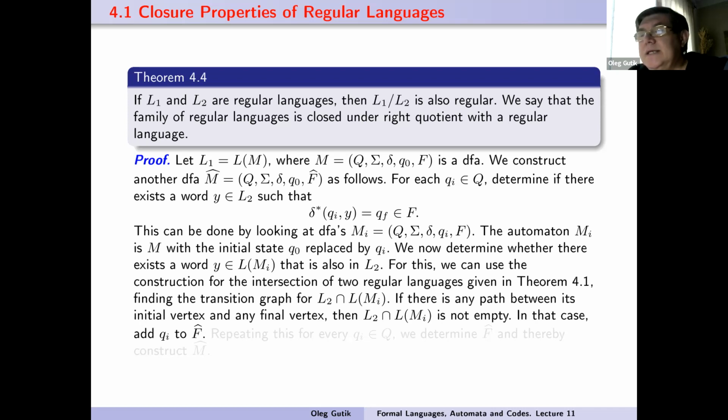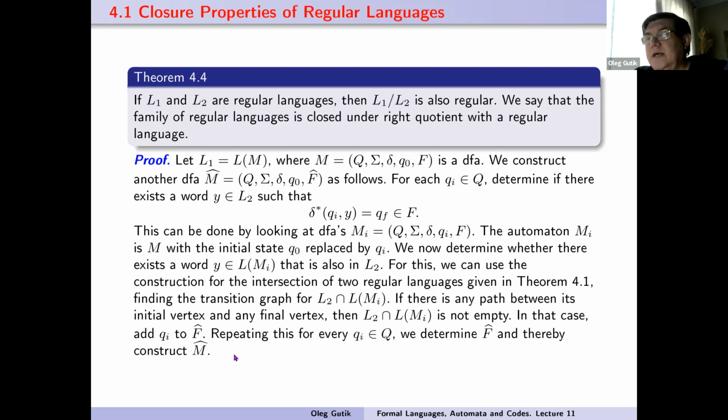In that case, add qi to the set of states F capital with hat. Repeating this for every qi from the set of states Q capital, we determine the set F capital with hat, and thereby construct the automaton M capital with hat.